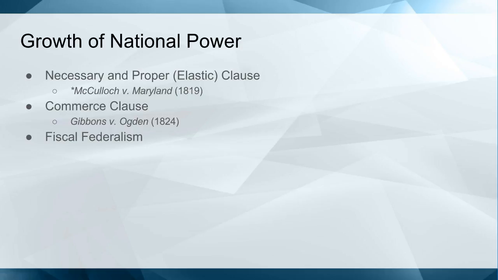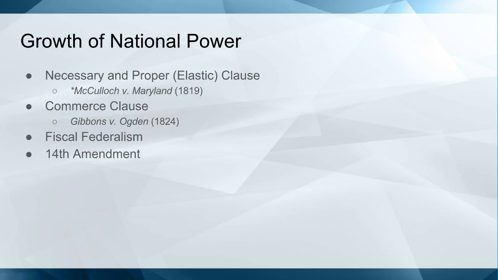Previously, I mentioned the example of education. Education is a reserved power of the states. The national government has no authority to enter into education policymaking. However, since the national government gives states money, it can put conditions on the receipt of that money and therefore can require states to comply with certain educational rules.